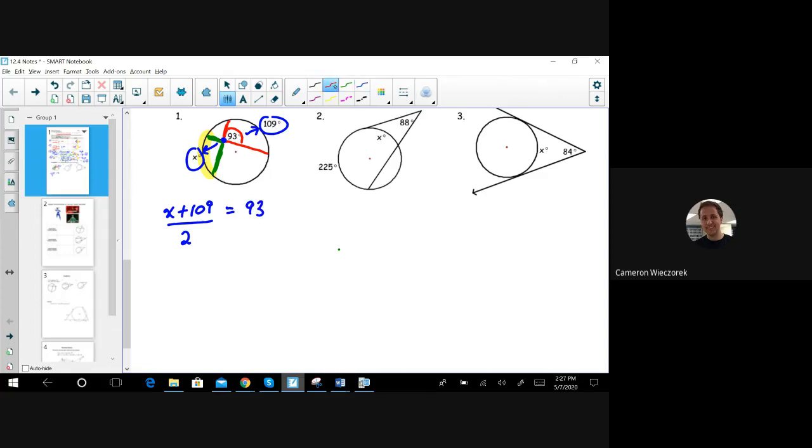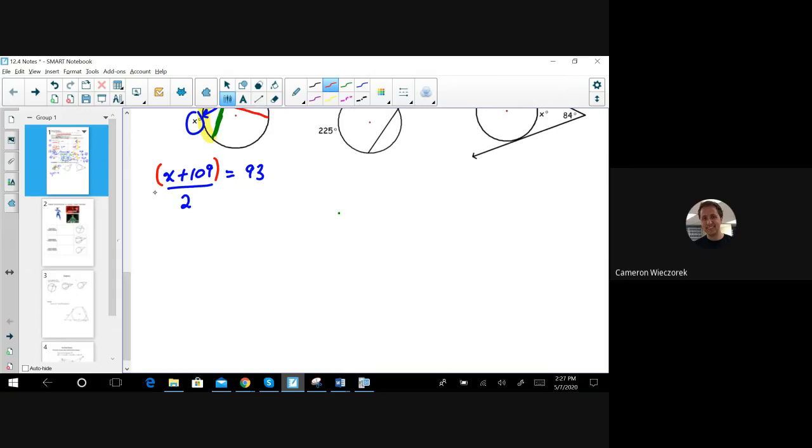And so to solve this, I want to get rid of the fraction first. Think of it as imaginary parentheses in the numerator. You can't touch the top until you get rid of that fraction on the bottom. I'm going to multiply both sides by 2. You get X plus 109 equals 93. Oh, times 2. So 186.